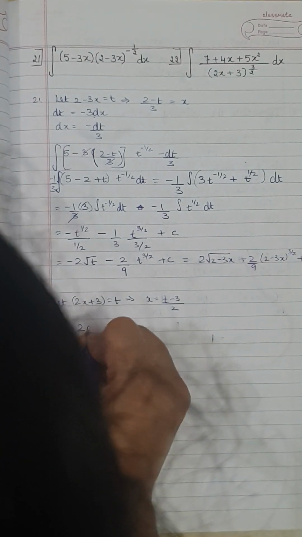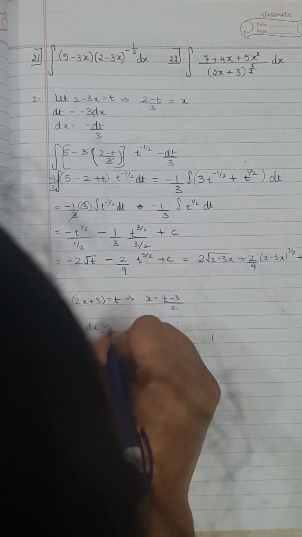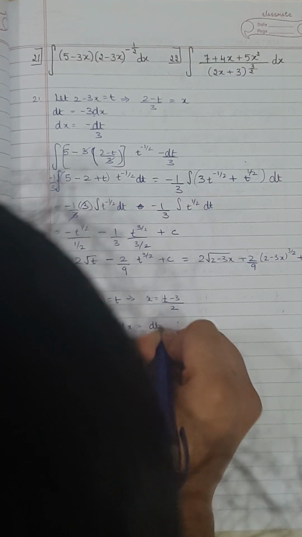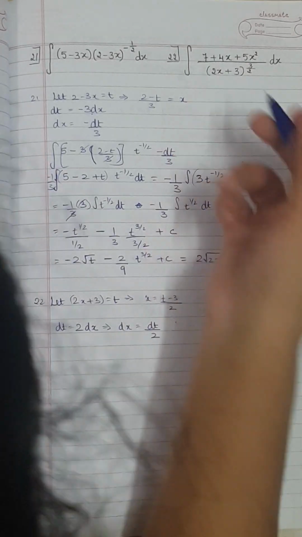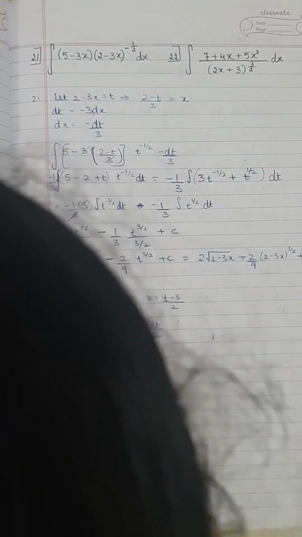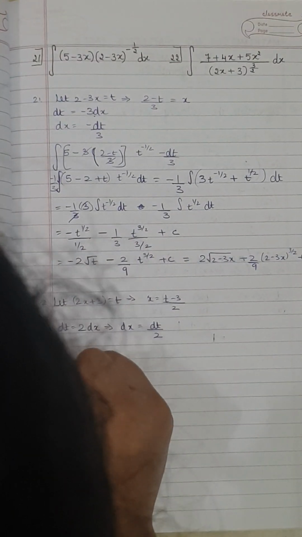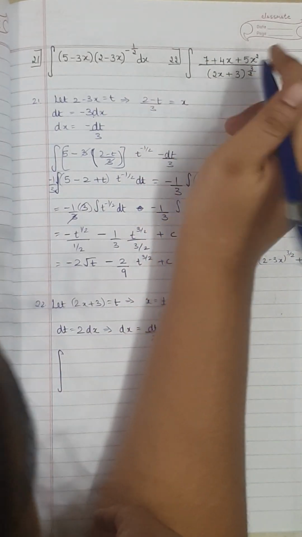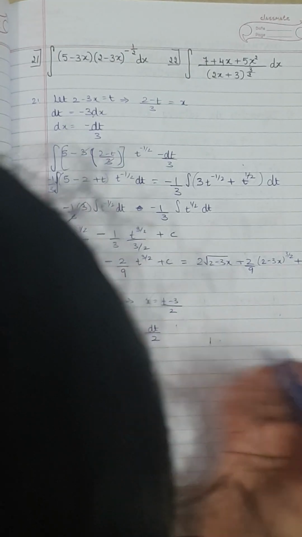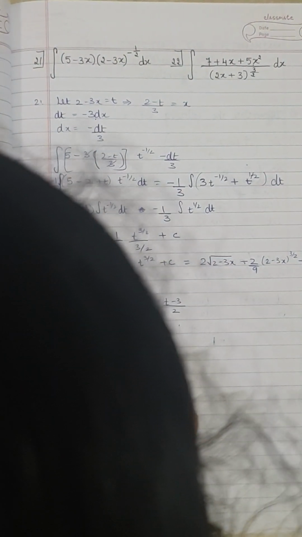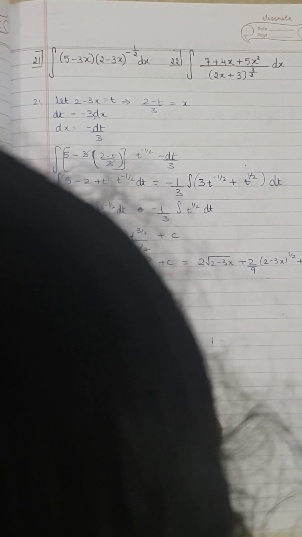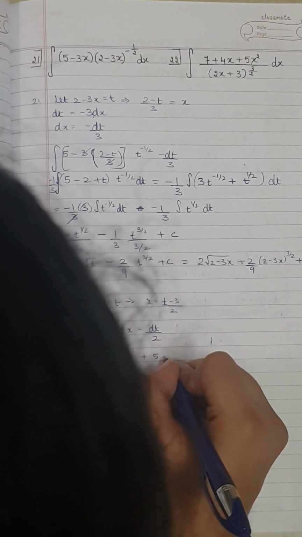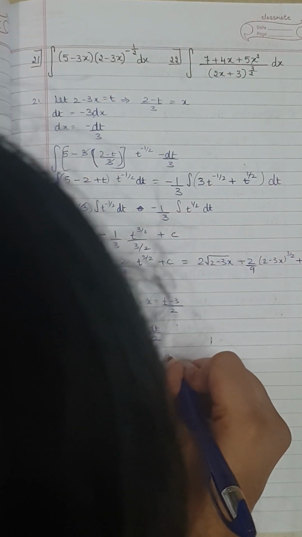dt will be 2 dx, which implies dx is equal to dt by 2. Now everywhere you will be substituting the value. So it becomes integral of, now this is going to be about 3 lines long, because everywhere x in the numerator will be substituted by a fraction. So 7 plus 4 into (t minus 3) by 2 plus 5 into x square by 5 into x square. So now x square will be equal to (t minus 3) by 2 the whole square.